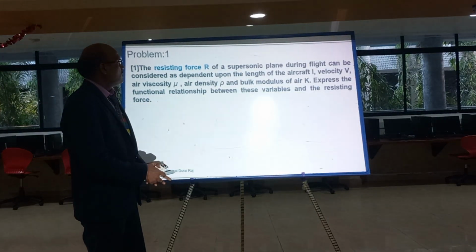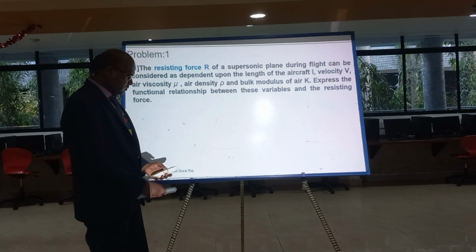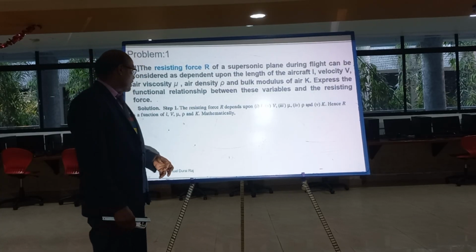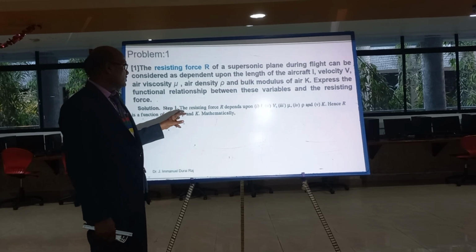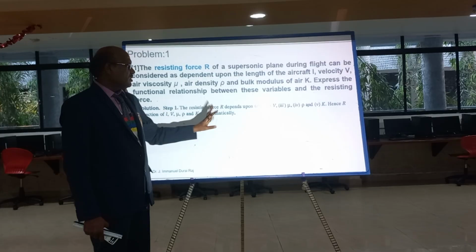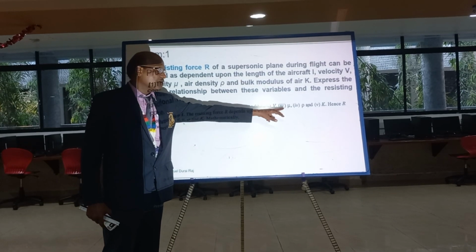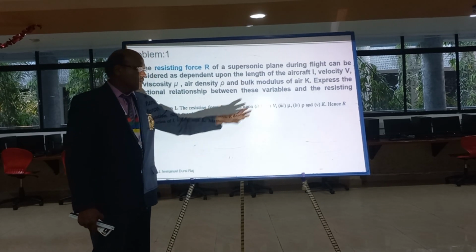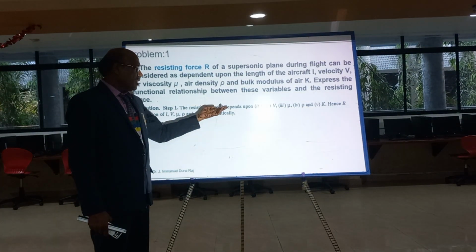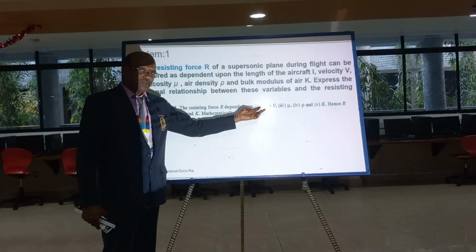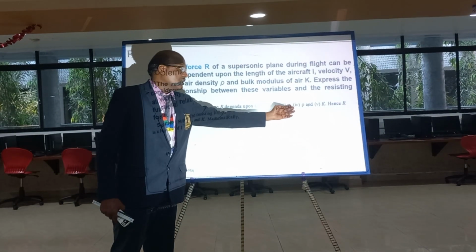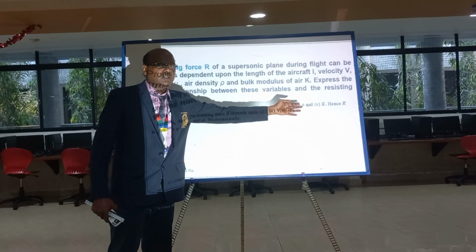Now you know how many parameters are here. Whenever you get a problem, first write the parameters. Here the problem parameters are resisting force, which is the dependent parameter. These are all independent: length, velocity, viscosity, density, and K, bulk modulus. You can change the length of the flight, you can change the velocity, slow down or go faster. These parameters also depend upon the place it moves.